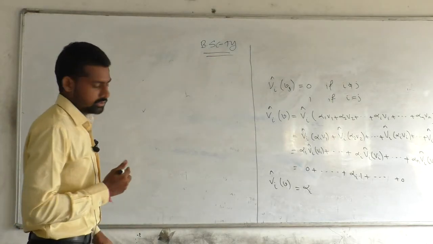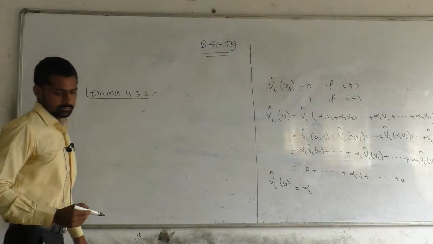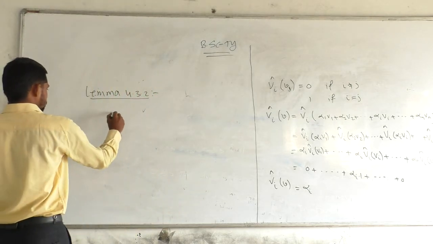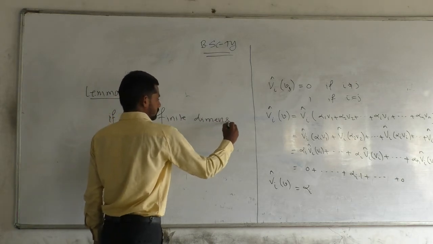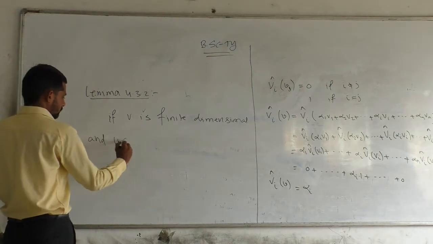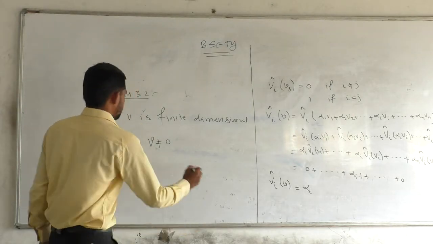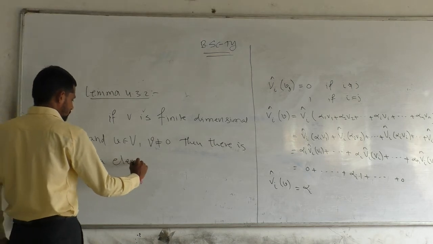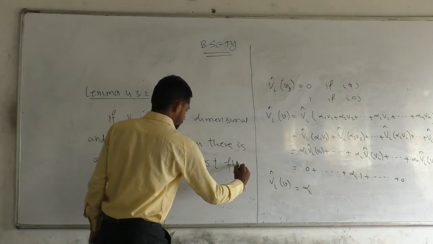Lemma 4.3.2, which says that if V is a finite dimensional vector space and v belongs to V is not equal to 0, then there is an element f belongs to V dual such that f of v is not equal to 0.